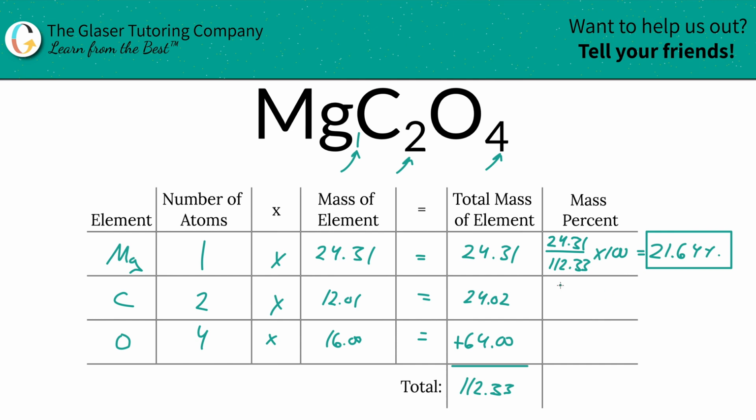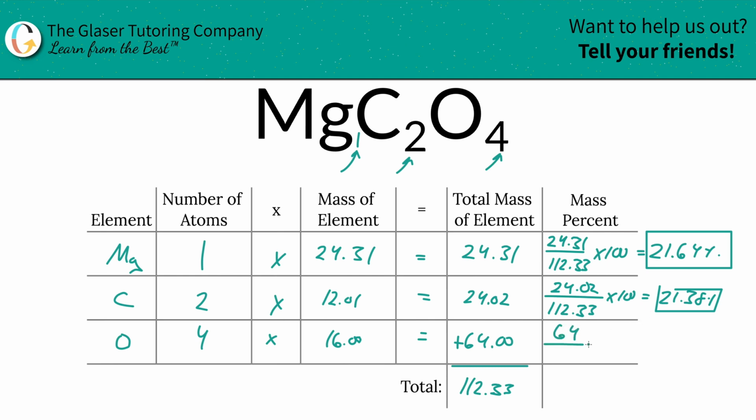Next is going to be carbon, so we're going to take the total amount of carbon, so we're only looking at this column, 24.02. The table helps us create structure, which makes it easy to understand, I think. Well, hopefully. You'll be the judge of that, right? And then we do the math, and this works out to be 21.38%.